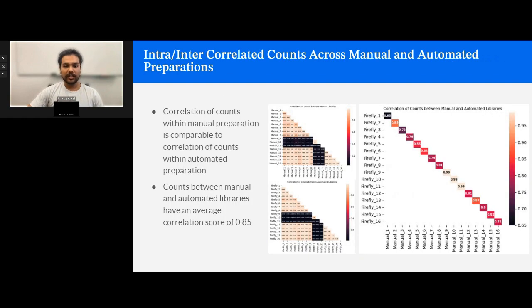This slide shows a count correlation comparison between and within the methods of library preparation. The correlation within the samples that were prepared manually is similar to the correlation within the samples prepared by the Firefly. Additionally, the overall counts seem to be well correlated between the manual preparation and the Firefly preparation, shown by the heat map on the right. So this tells us that the libraries prepared by the Firefly are able to capture a similar level of complexity as the manual preparations.